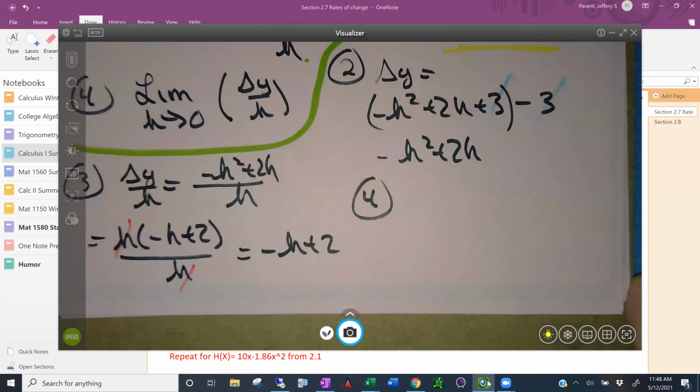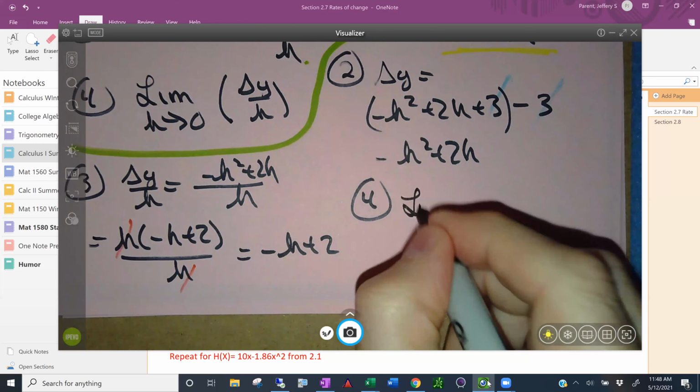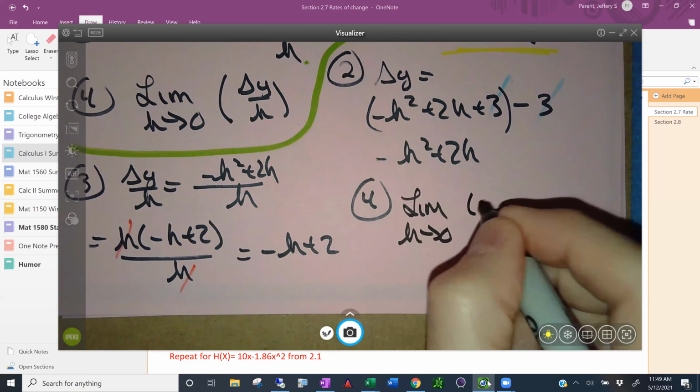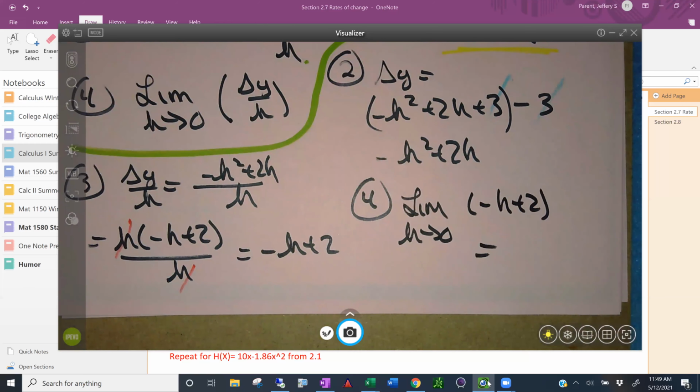Now it comes down to the 4th step. The 4th step is we're going to take the limit as h approaches 0 of negative h plus 2. Somebody be a math hero or heroine. What's that limit going to be? 2. A big 2. Well done. That's the slope of your tangent line. Yay. I'll give you a second to catch up on that.